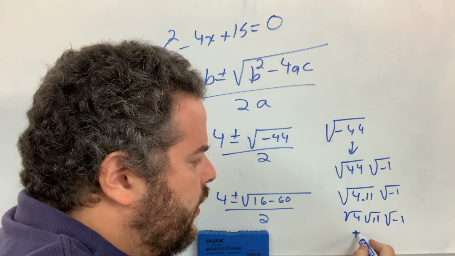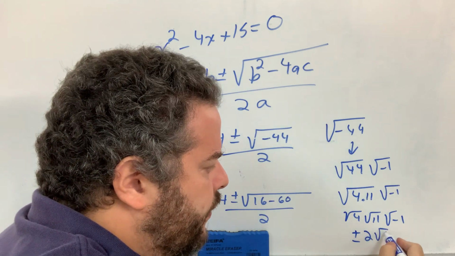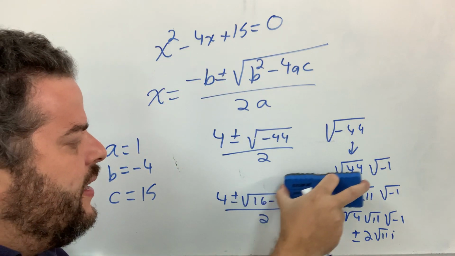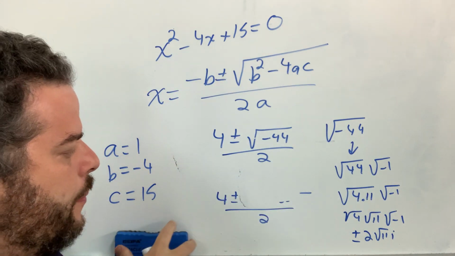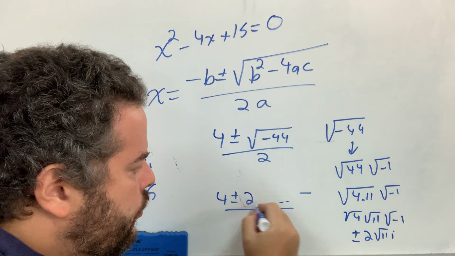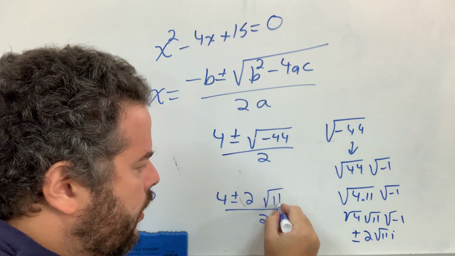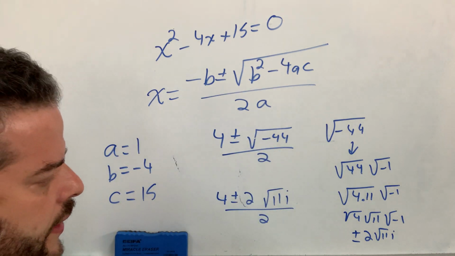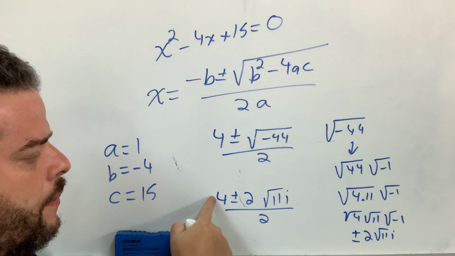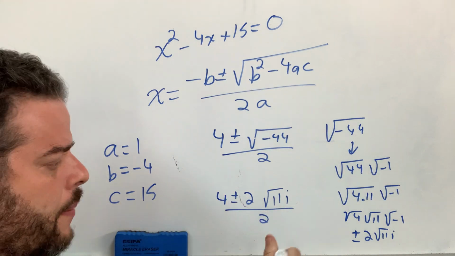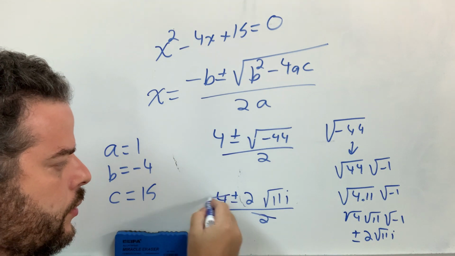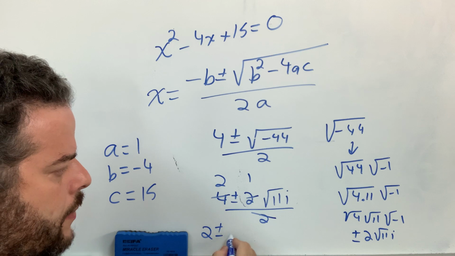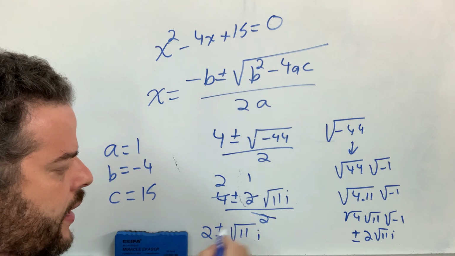Square root of 4 is plus minus 2. Square root of 11 stays as is, and square root of negative 1 becomes i. So I have, in the end, 4 plus minus 2 square root of 11 i. Now we can still simplify this further. I can divide my entire numerator by 2. This becomes 2, this becomes 1. So the answer would be 2 plus minus square root of 11 i.